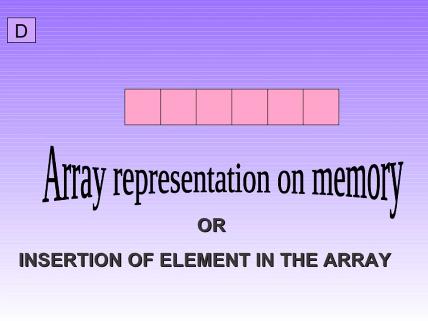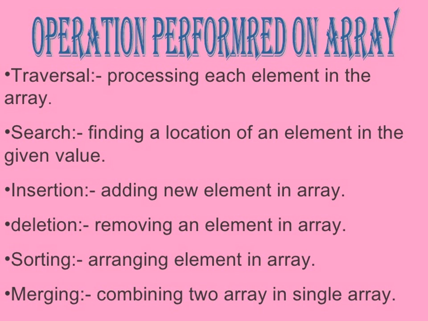For example, if we have A of 5, it means here we need to store a maximum of 5 elements. For integer data type, 5 into 2, 10 bytes of memory is allocated at the time of compiling our program. This memory is called static memory. Later we'll discuss what static memory means and what the drawback of using static memory is. Then we can go for the next thing.